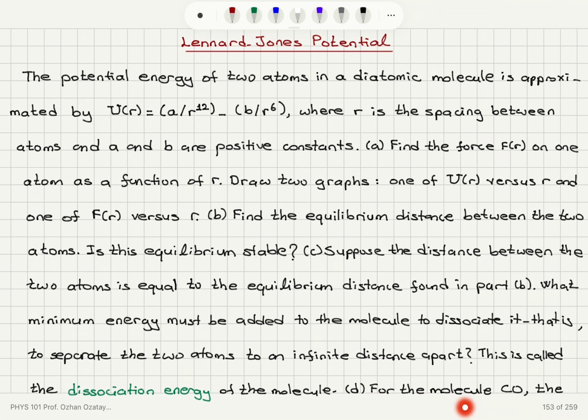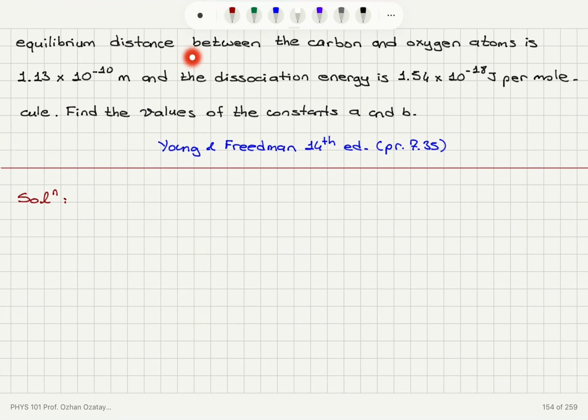Part D. For the molecule carbon monoxide, the equilibrium distance between the carbon and oxygen atoms is 1.13 times 10 to the minus 10 meters, or 1.13 angstroms, and the dissociation energy is 1.54 times 10 to the minus 18 joules per molecule. Find the values of the constants A and B. So let's start with Part A.